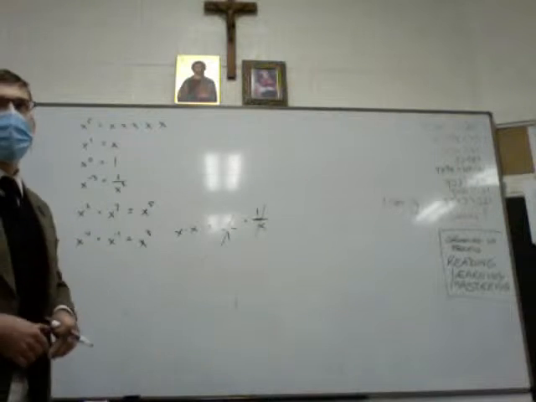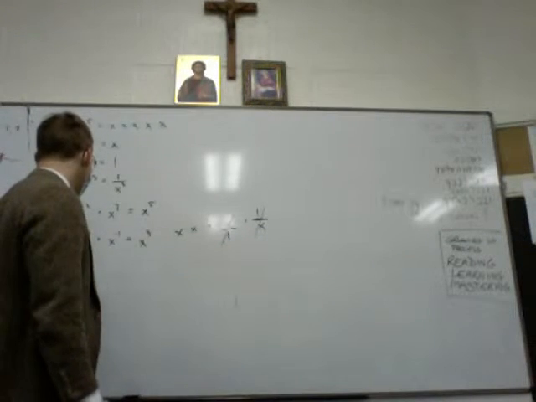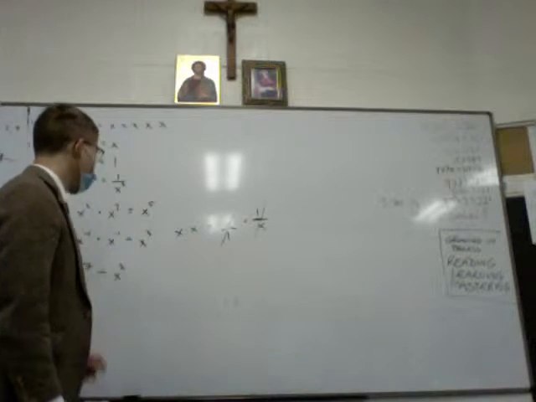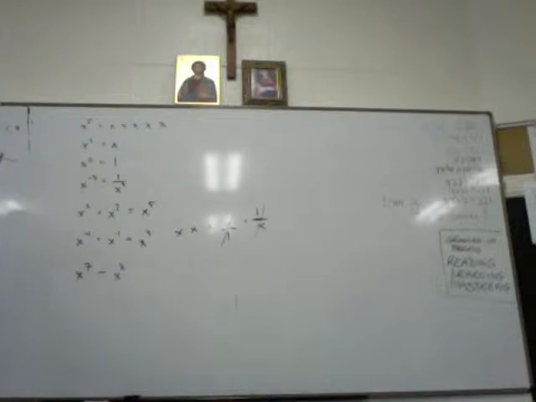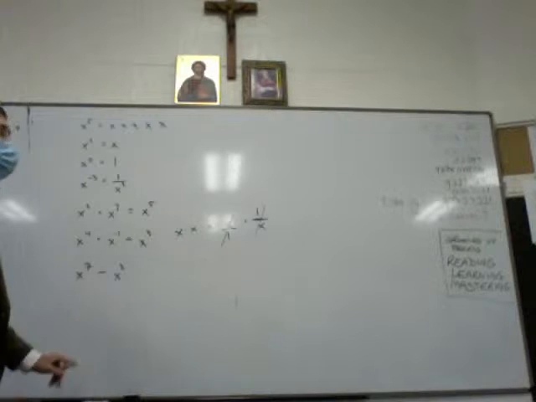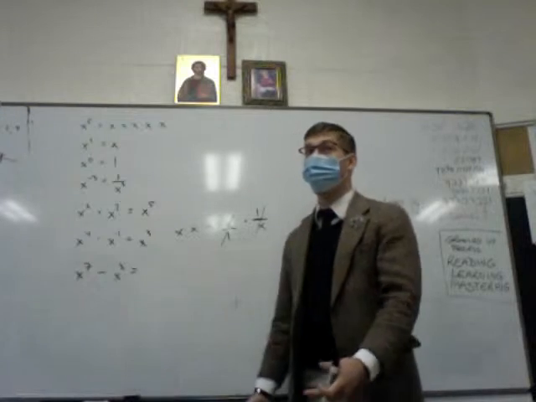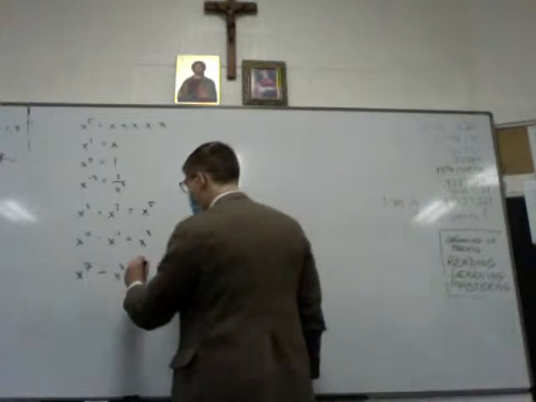So here's the variation. What if we have something like this? What about x to the 7th divided by x squared? What if I'm dividing? Right, x to the 5th. So when we multiply them, we add the exponents. When we divide them, we subtract the exponents.